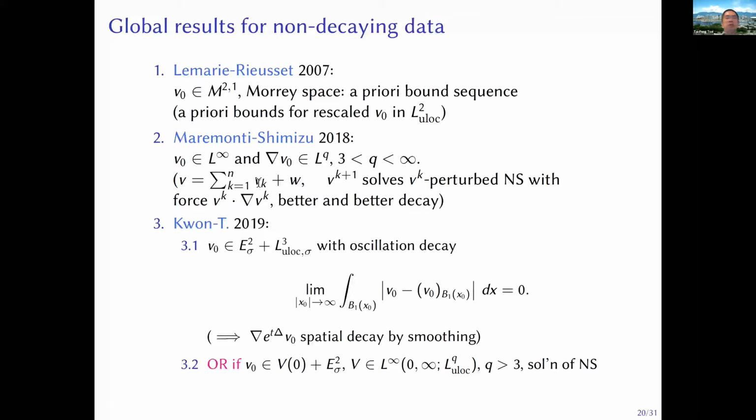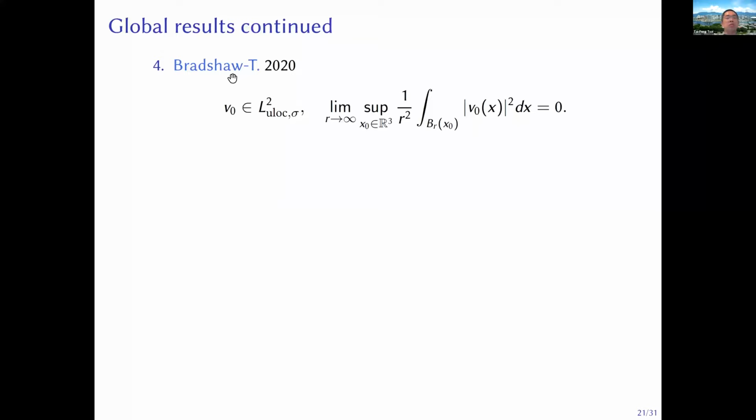So two and three, I see, not really. So this is used repeatedly in the finite extension. Number 4 is more recent, by Zhang and me. So V0 in L2 uniform local, but then this integral here over bar x naught divided by 1 over r squared should vanish at spatial infinity.